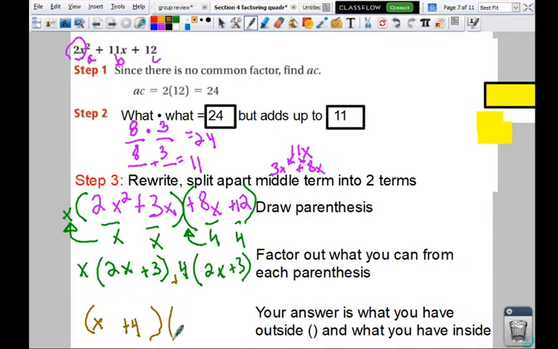My second part for my answer is I got 2x plus 3, 2x plus 3, so I'm just going to pick one to write down. It doesn't matter which one because they're exactly the same. So I get x plus 4, 2x plus 3. This is my factored form now. It's just an elongated version of what I was doing.